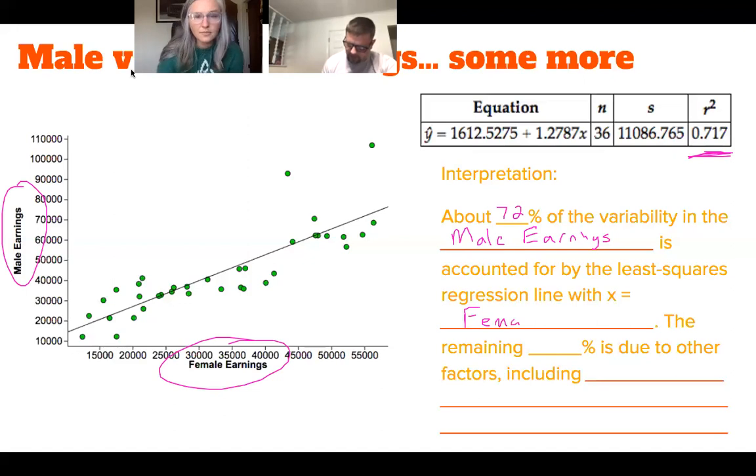You need to know that template. You may be able to use it on a quiz, but on the AP exam, you have to have it memorized. Now I need to do the remaining. 72 away from 100 leaves me 28. I could confirm that if I needed to. Now it could be due to other factors. Another factor that might affect the relationship between male earnings might be experience.